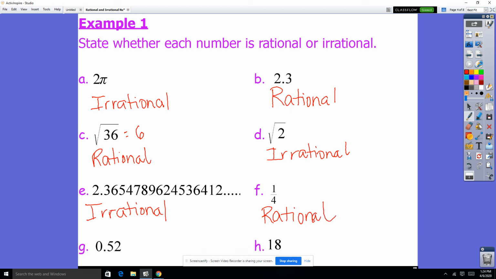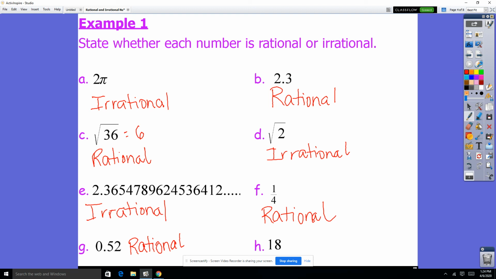And then finally, we have 0.52. 0.52 is a decimal. The decimal stops. So since it's a decimal that stops, it's going to be rational. To show if it was a decimal that repeated, it would have dots after it.